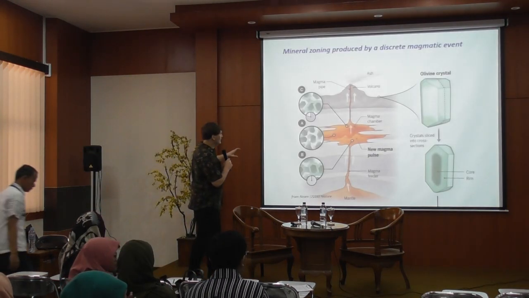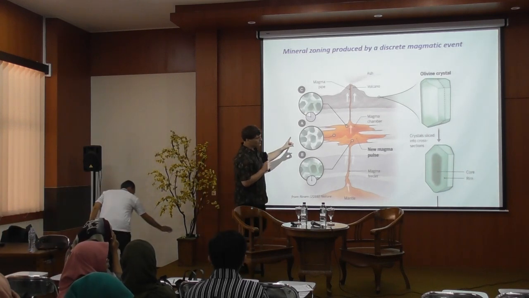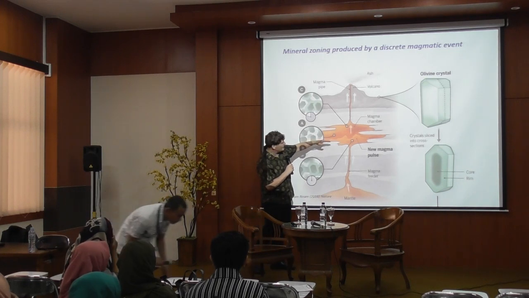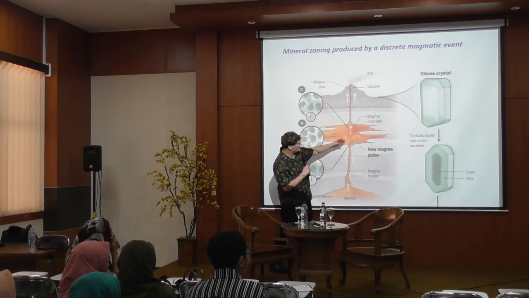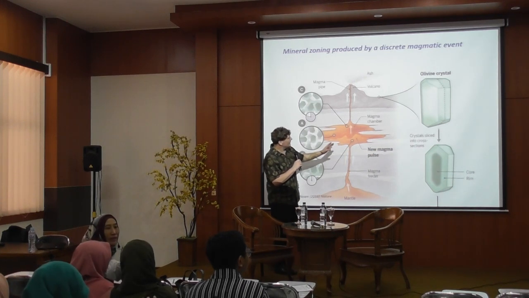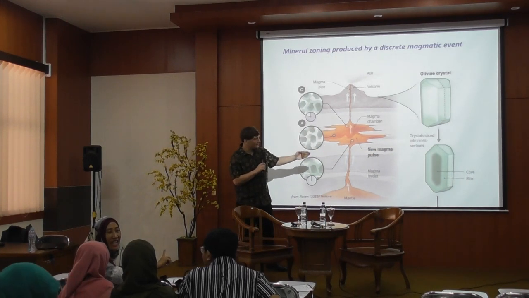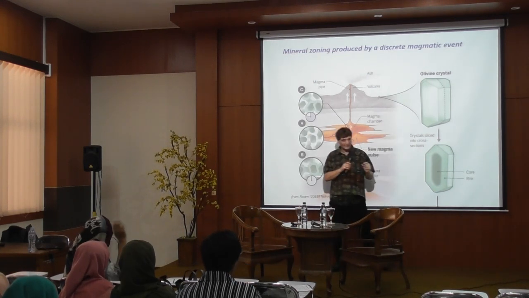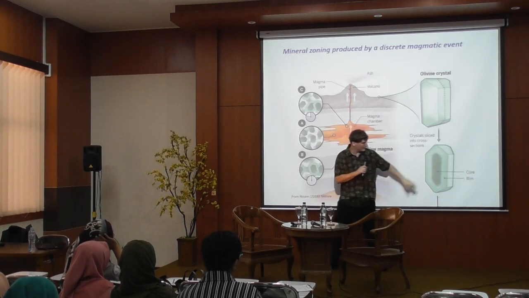And it works like this. We look at zones in minerals again, in this case zoning. So how does that develop? Well, in this case, you have a magma chamber, new magma comes in as a discrete event, it forms a finite boundary, and that crystal is erupted from the volcano. We cut it open and look inside to look for this chemical boundary.